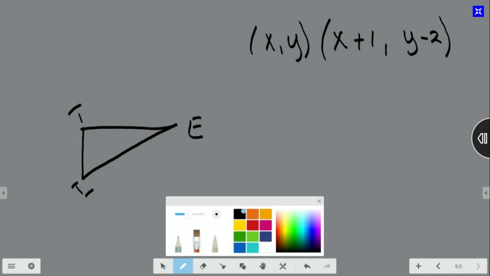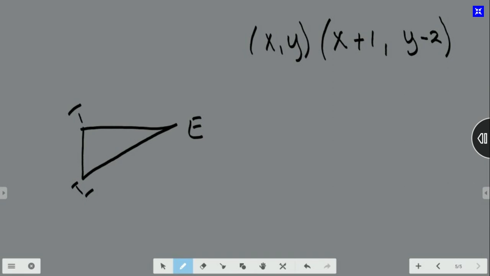Now, when it comes to my coordinate, my new image, I'm going to go right 1 and down 2. And that's going to be my t prime. Right 1, down 2, b prime. Right 1, down 2. What was that supposed to be? I prime. And draw my new image.